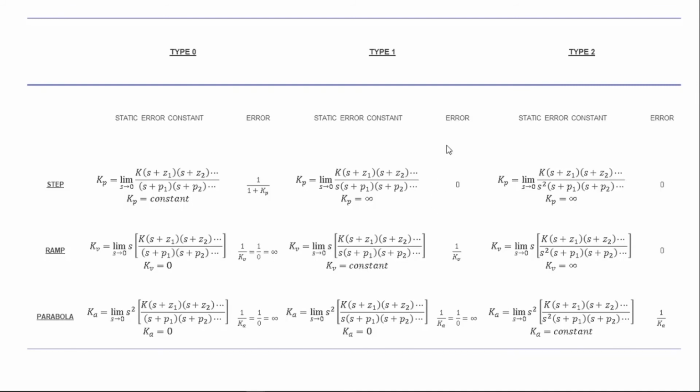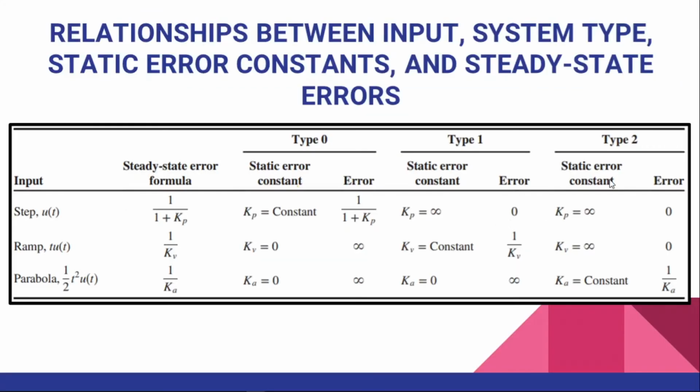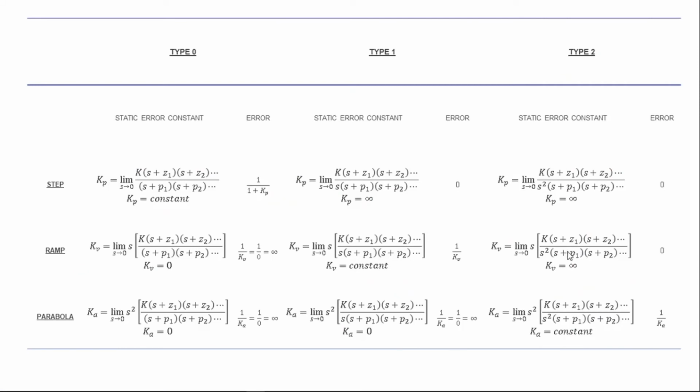So getting the error value, you just substitute this constant. So 1 over Kv, or 1 over a constant, the resulting value will also be a constant. So for type 2 systems, the static error constant for ramp input will also be equal to infinity. So type 2 systems have s squared in the denominator.